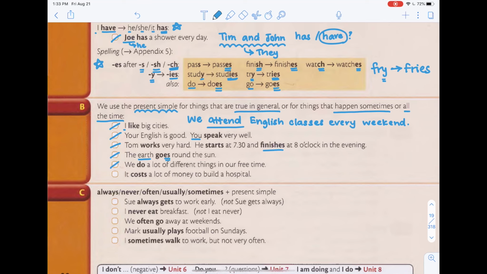The next example, we have we. So we do a lot of different things in our free time. Next, it costs a lot of money to build a hospital. You will use costs. So if you take a look at all these sentences, they are talking about things that are true in general, happen sometimes, or all the time. So this is when you use present simple.